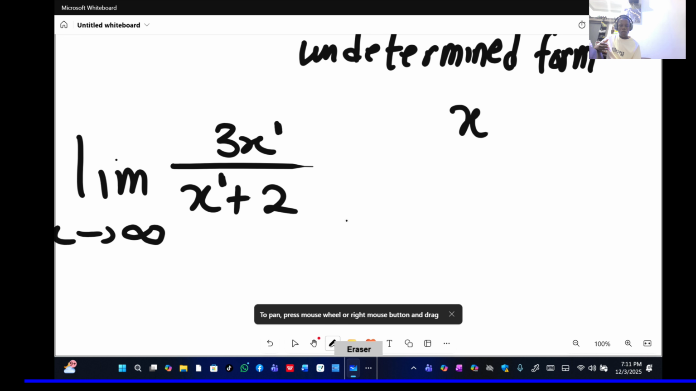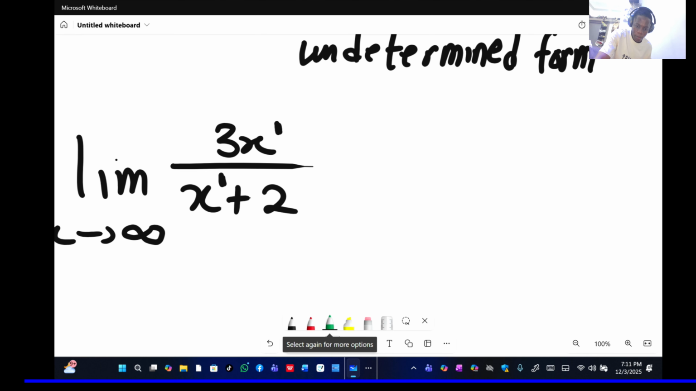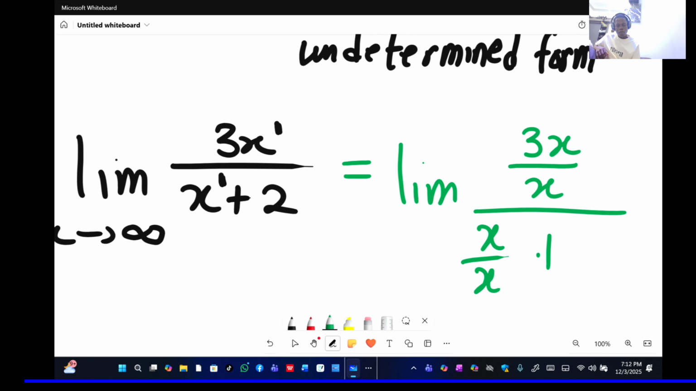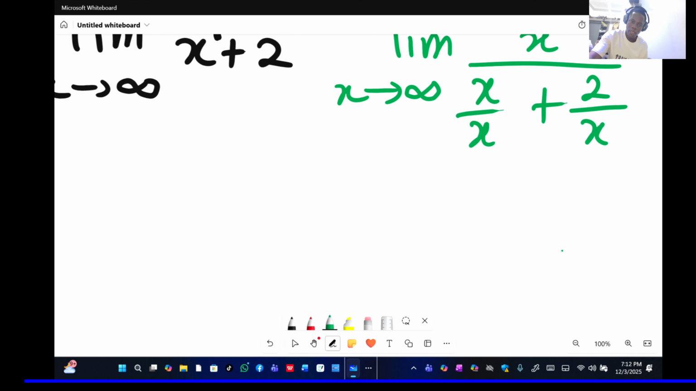So we'll be getting, this will be equal to the limit of 3x divided by x, then the term over here, you divide this one also by x, then plus 2, you divide the 2 here also by x, as the input x approaches positive infinity. So this is how we should evaluate any expression in this form.